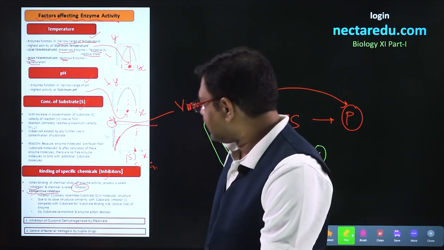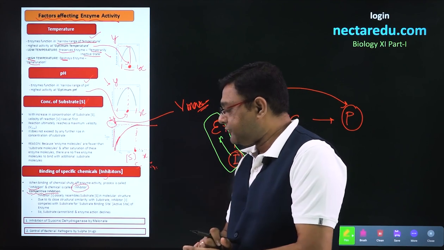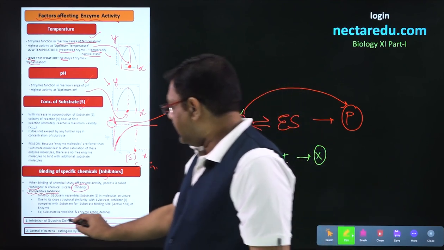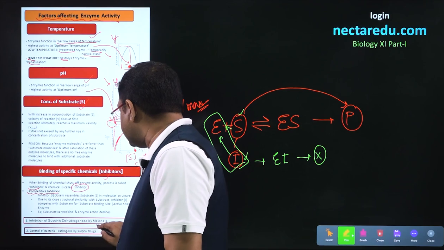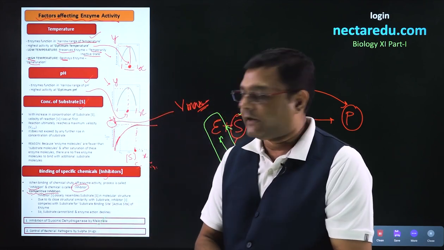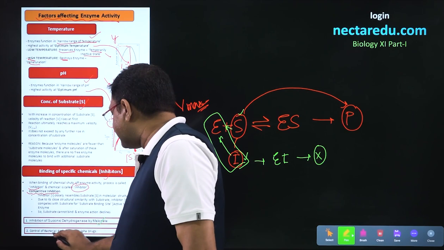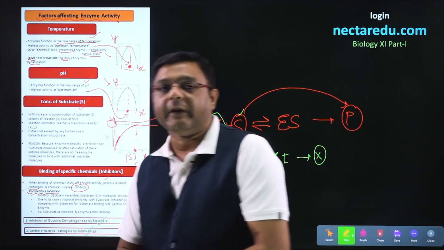Two examples we have to see of competitive inhibition. The first example is inhibition of succinic dehydrogenase enzyme by malonate or malonic acid, and the second example is control of bacterial pathogens by sulfa drugs.